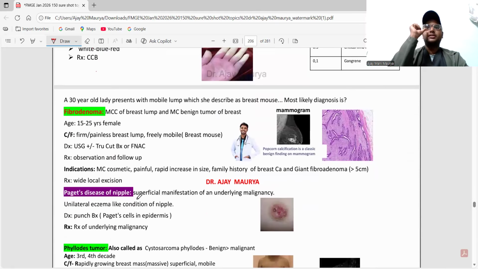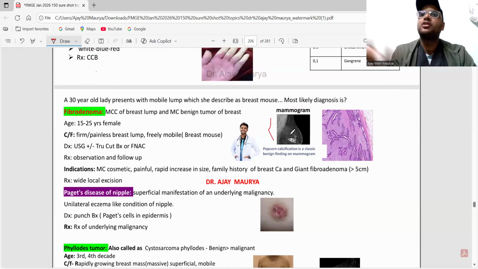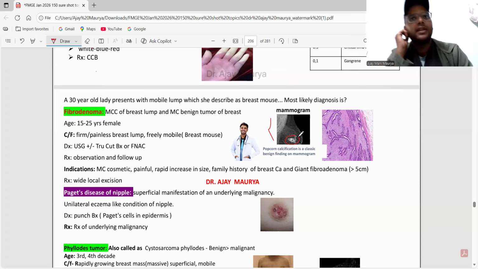Next, coming to the breast topic, the most important one is the fibroadenoma. See, what you will see on the mammogram. This is the picture of a mammogram. There will be a question from the mammogram also. They will give this image. This is the popcorn calcification. It is a classical finding in the mammogram in the case of the fibroadenoma.